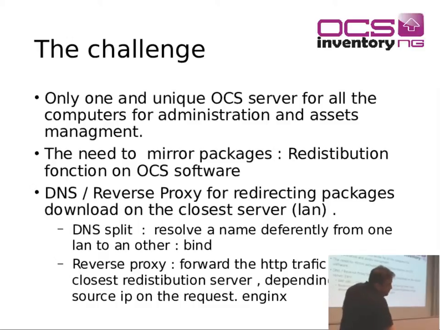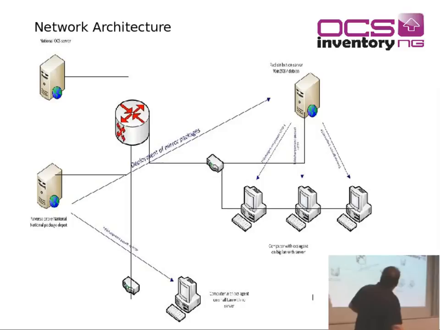We use a Linux server for all the computers, for the administration. We need to mirror packages. In OCS, the functionality of the redistribution server is well known, because when you create a package on your OCS server, you can tell the OCS server: this is the package, and this is all the redistribution servers you have on the network. And please, just before activating and deploying the package, copy the package directly to the redistribution servers. So the agents never go there, they always go there to download.